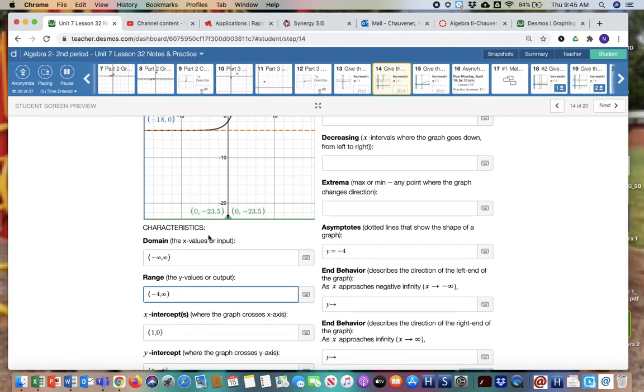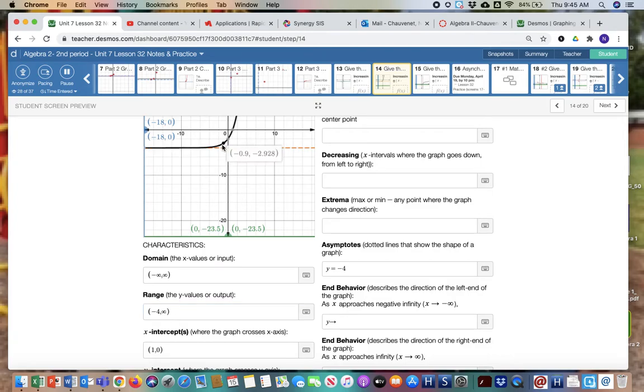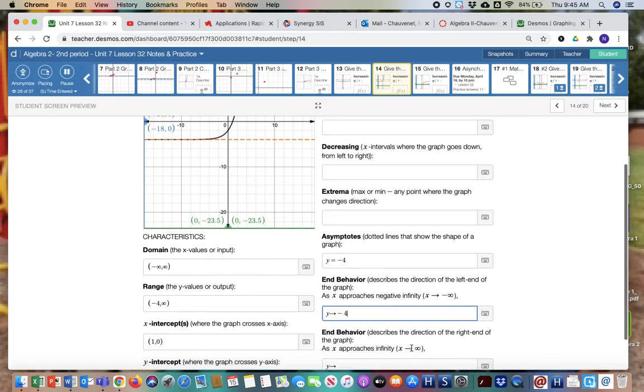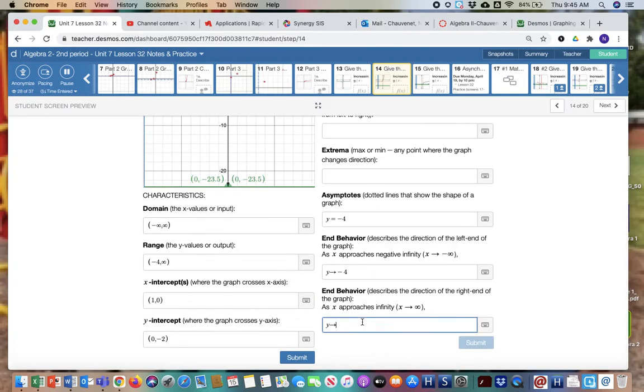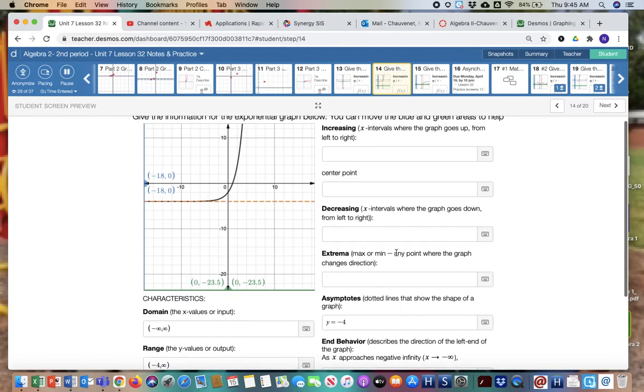Okay. All right, so what about our end behavior? Well, as we approach -infinity, if we go left forever, what do we keep getting closer and closer to? We keep getting closer and closer to -4, right? What about if we go to positive infinity? Well, if we keep going to the right, to the right, to the right, what do we do? We go up to infinity, okay? Extrema, do we have a place where it changes directions, where it goes up, then down, or down, then up? No.